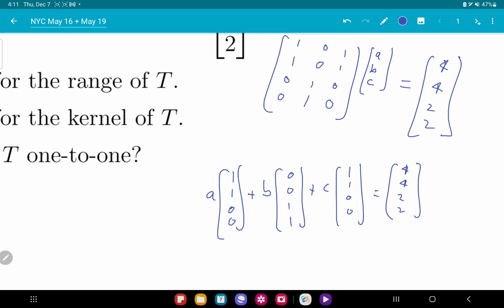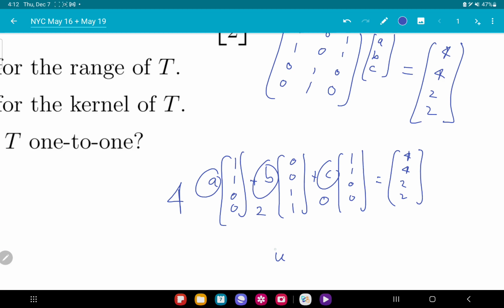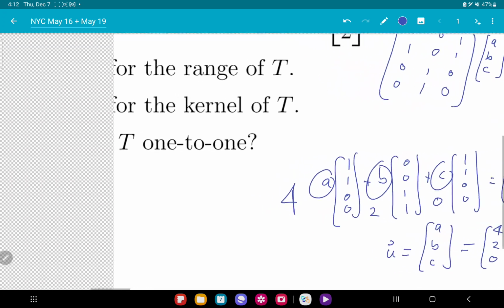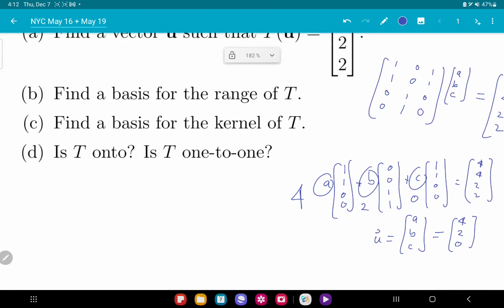So now it looks a bit easier to guess and check here. I'll take a 4 here, and I'll take a 2 here, and here I'll take a nice 0. So u, which is the vector A, B, C, will be 4, 2, 0. Next question. Find a basis for the range of T.